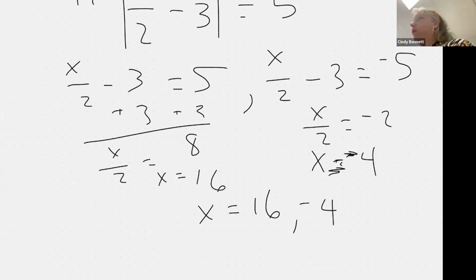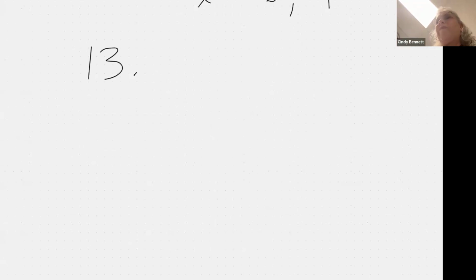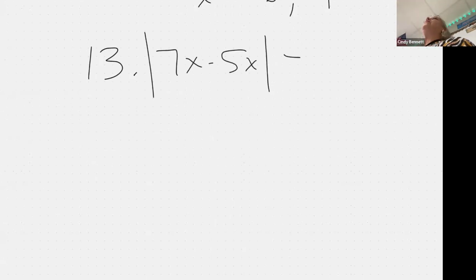Okay, so let's move along to number 13. I do not mind if you correct me because then I know you are actively participating. All right, what would be the first step we do here? Okay, good. So what's it going to be? 2x. So absolute value of 2x. What's the next step?